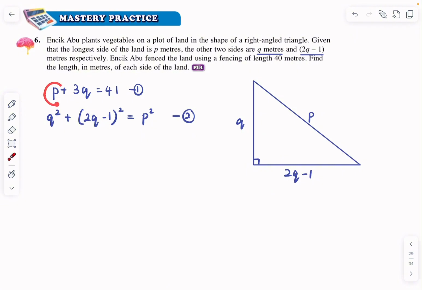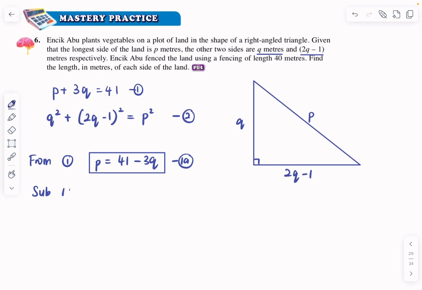Now we have to solve this simultaneously. So from 1, we can make p the subject, since p is single here. So from 1, p equals 41 minus 3q. This will be equation 1a. Then we can sub equation 1a into equation 2. So we put this inside this p. So q square plus (2q minus 1) square equals (41 minus 3q) square.